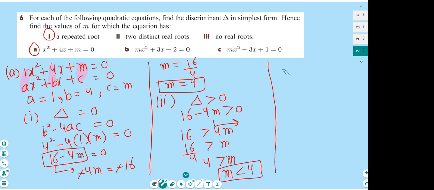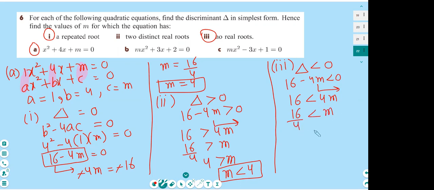Okay, third part. In the third part, it says no real roots. No real roots means the discriminant must be less than 0. And the discriminant is 16 minus 4m for part A. So 16 minus 4m less than 0. Shifting the negative 4m to the other side will be 16 less than 4m. Now dividing both sides by 4, 16 over 4 less than m, or 4 less than m, or we can also say that m is greater than 4. So these are the conditions for m.